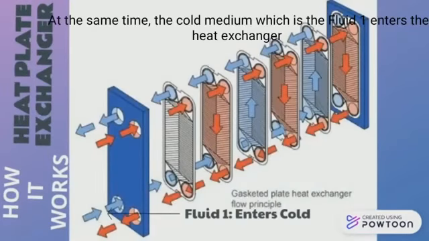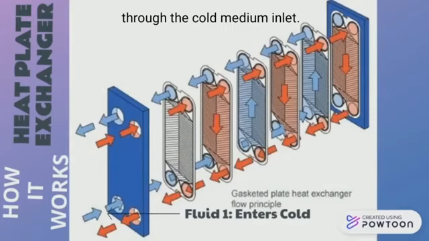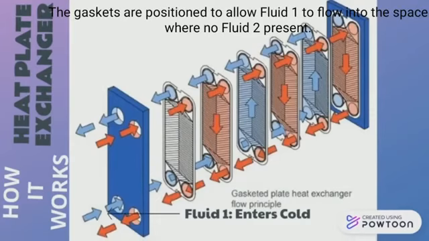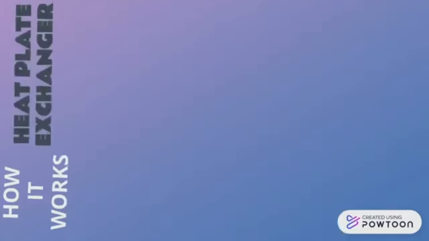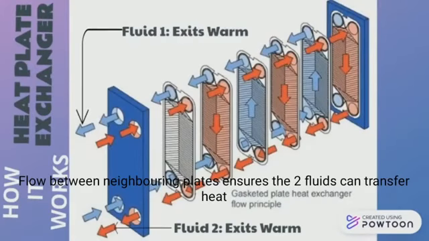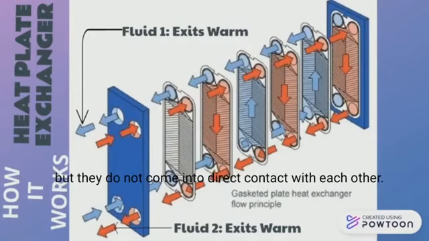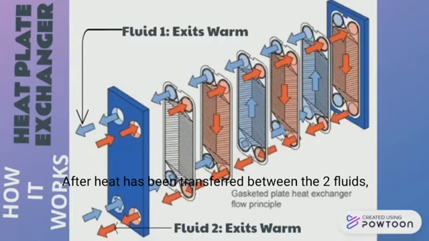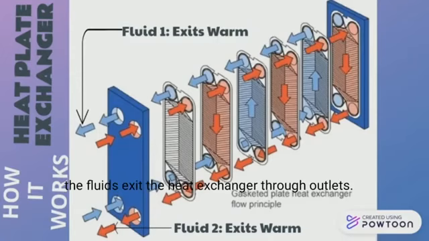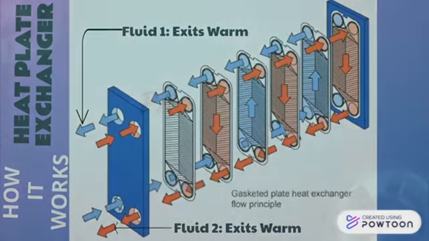At the same time, the cold medium, which is fluid 1, enters the heat exchanger through the cold media inlet. The gaskets are positioned to allow fluid 1 to flow into the space where no fluid 2 is present. Flow between neighboring plates ensures the two fluids can transfer heat through the heat exchanger plates, but they do not come into direct contact with each other. After heat has been transferred between the two fluids, the fluids exit the heat exchanger through the outlets.